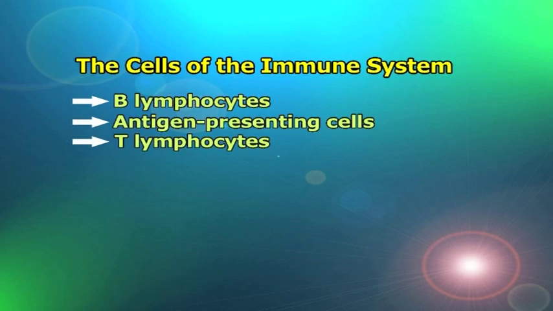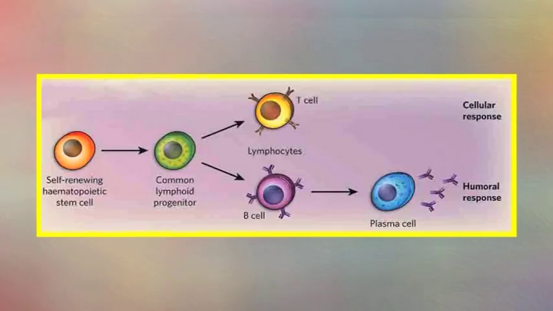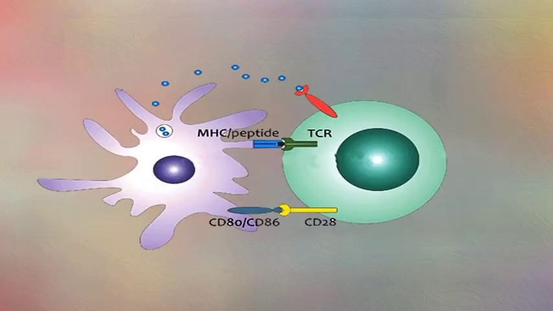T lymphocytes. T lymphocytes arise from hematopoietic stem cells in the bone marrow and migrate to the thymus gland to mature. During its maturation within the thymus, the T cell comes to express a unique antigen binding receptor on its membrane called the T cell receptor. Naive cytotoxic T cells are activated when the T cell receptor, that is TCR, strongly interacts with a peptide bound MHC class I molecule.